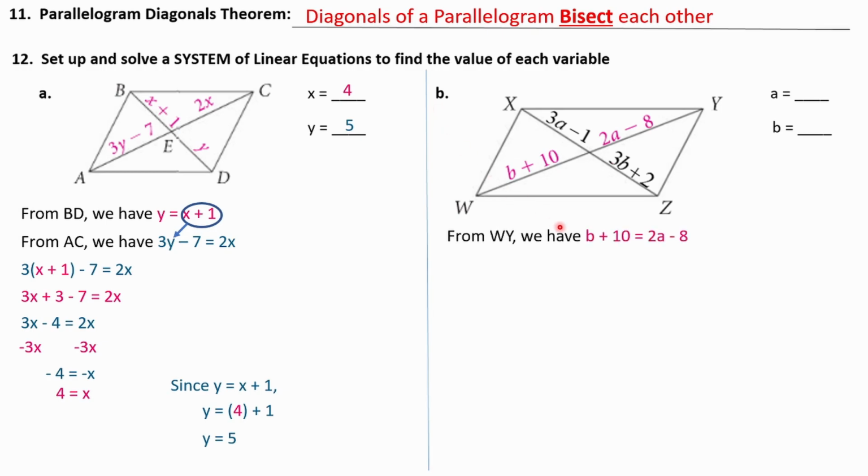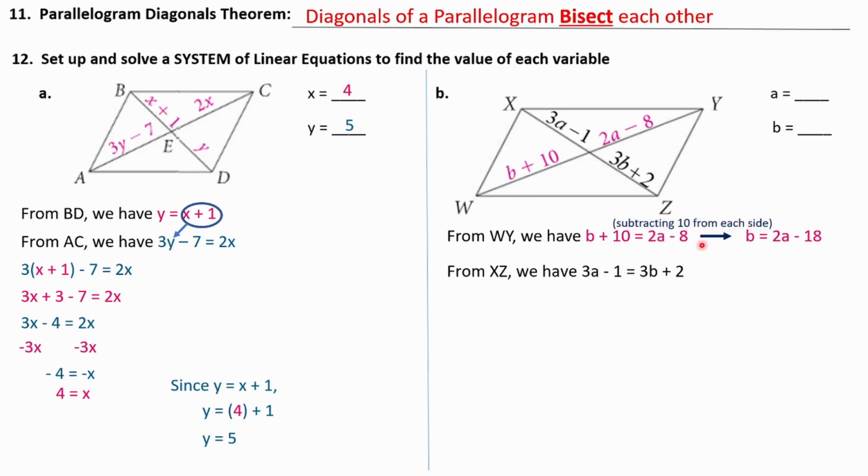All right, much like last time, I'm going to start off with the information that we have. From this diagonal, WY, I know that b plus 10 is equal to 2a minus 8. I also know from XZ that 3a minus 1 is going to be equal to 3b plus 2, again, because this, where my red dot is, is the midpoint for both of those diagonals. I'm going to, again, use substitution.